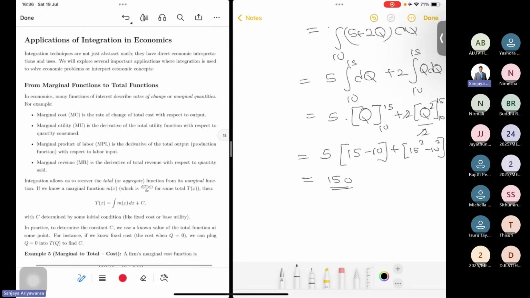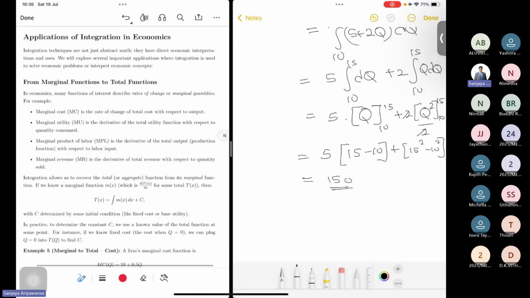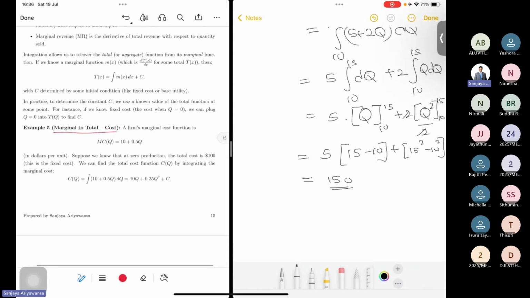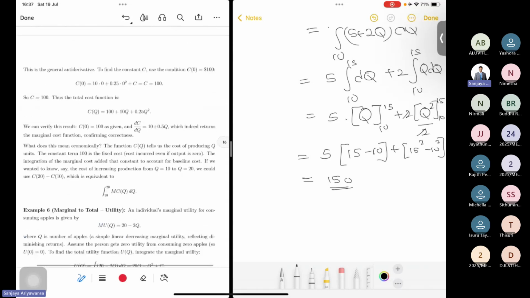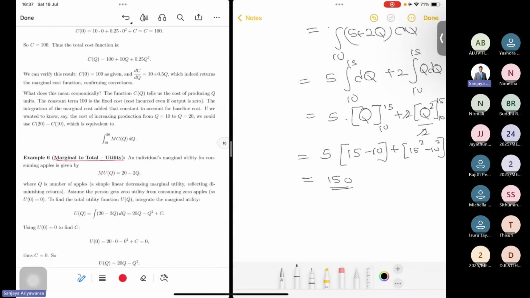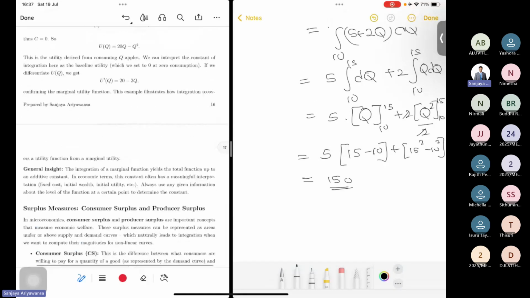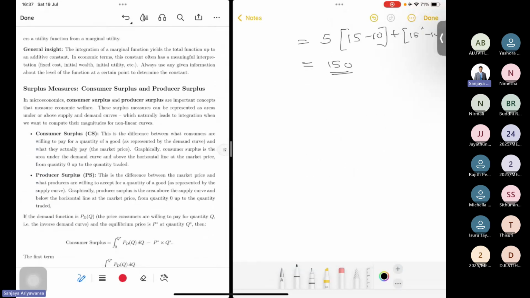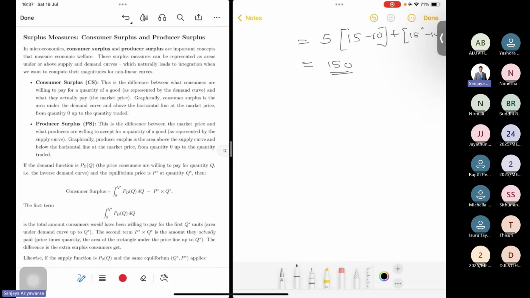Then we just do applications of integration in economics. Mainly it's marginal functions to total functions. That's what we're looking at. For example, marginal cost to total cost. That's one example. And marginal utility to total utility. That's another example. And then we must have also studied consumer surplus and producer surplus. So we use integration to compute consumer surplus and producer surplus. You must have studied it in microeconomics.